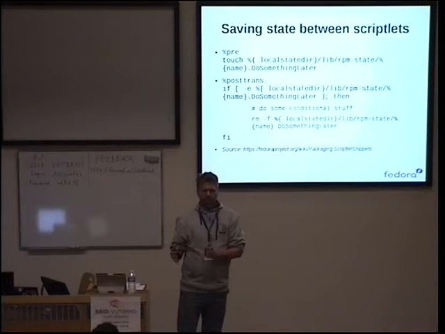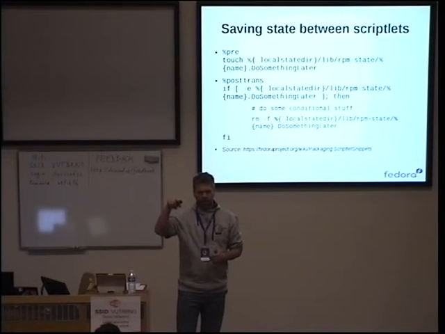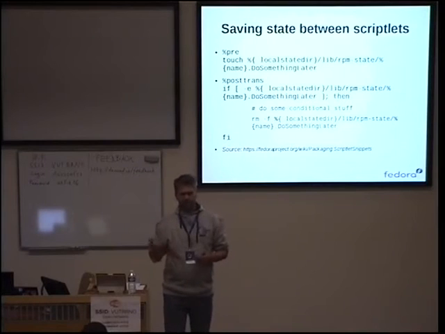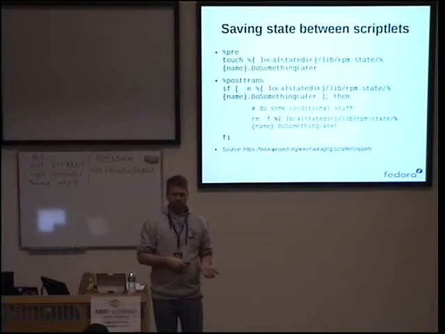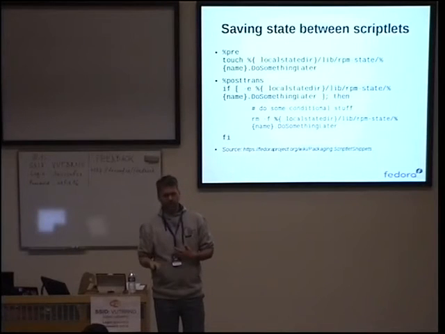And obviously you couldn't do that in an RPM script, as you know, always you have the $1 variable, it just gives you the number of current installations, so it's zero if you are uninstalling, one if you are installing, two if you are upgrading, etc.